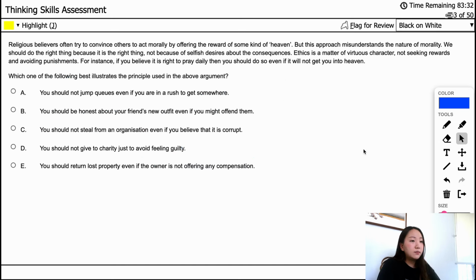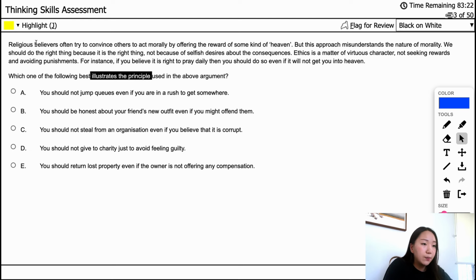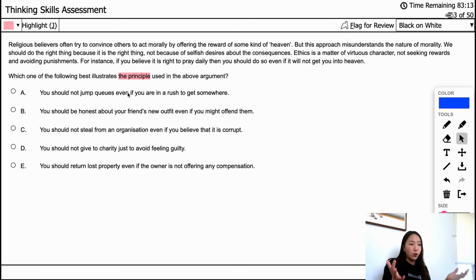Okay. Yeah, as I said, we've had the main conclusion, we've had the problem solving. Now we're going to get 3 critical thinking questions consecutively. So in this question, we're asked about illustrating the principle. Just very briefly, and I'm sure you know this, but just to really drill it in, the principle of any argument is more of a broad rule that you can apply in any situation.